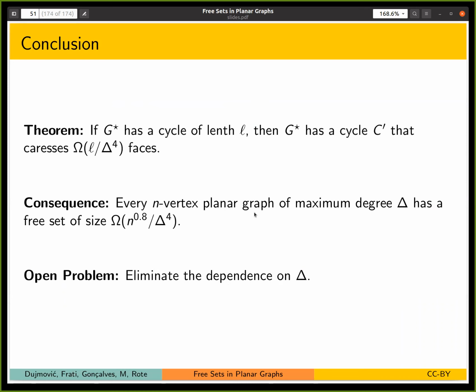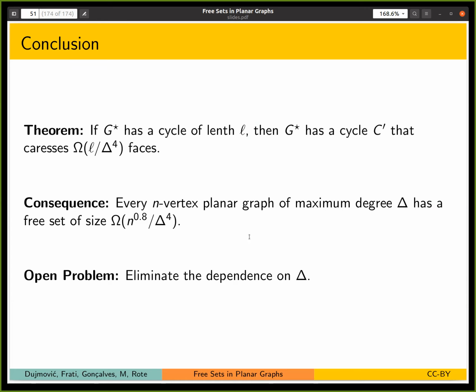Okay, so in conclusion, if your dual graph has a long cycle, then you can find a large free set. So it's basically proportional to the length of that cycle divided by the maximum degree to the fourth. So for bounded degree planar graphs, that means that the square root n lower bound goes up to n to the 0.8. And the big open problem here, I think, and because I think it's true, is to get rid of the dependence on delta.